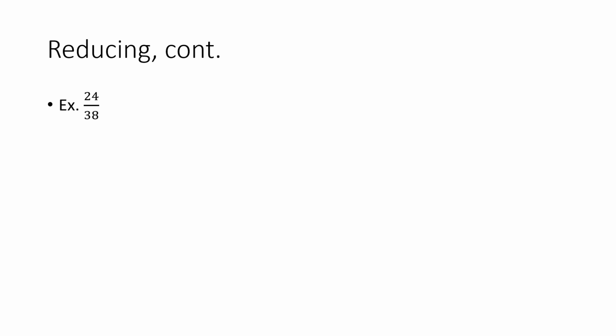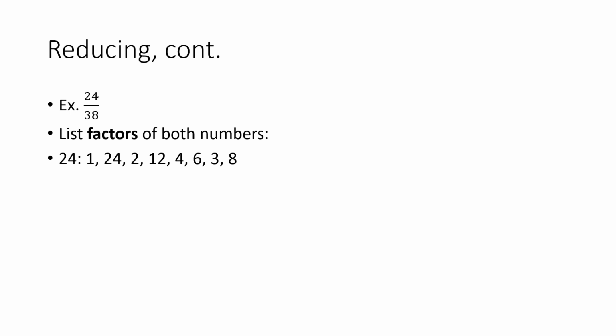So let's look at an example here. We have 24/38, and we want to reduce this down to a fraction that's a little smaller, not quite as unwieldy. So let's start by finding the factors of both of our numbers. For 24, what can we multiply to make 24? Well, 1 times 24, 2 times 12, 4 times 6, 3 times 8, all of these make 24. Okay, how about 38? We're a little more limited here. We know that 1 times 38 will make 38. 1 times any number is itself. 2 times 19, and that's about it.